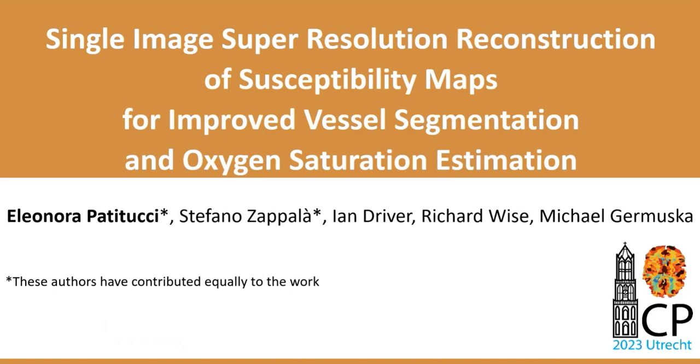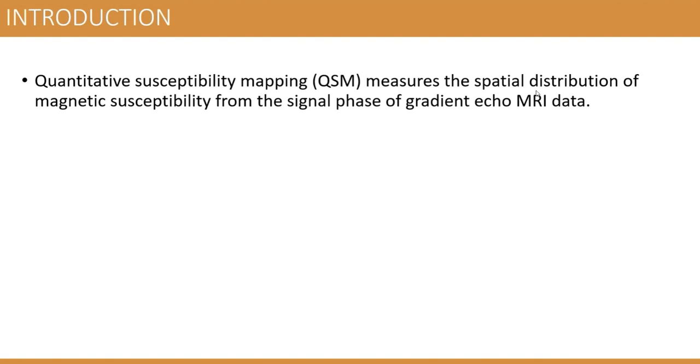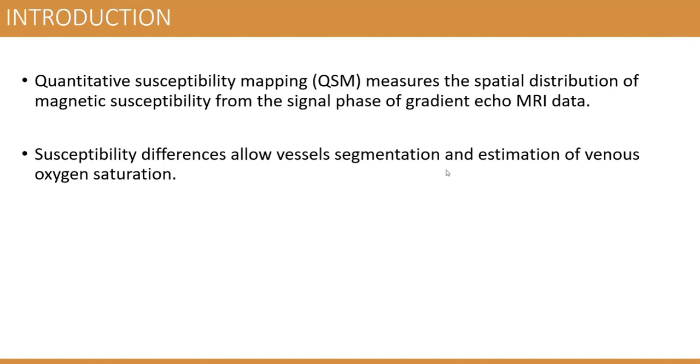Hi everyone, I'm Leonora, and today I'll be talking about a machine learning method to try to improve the resolution of our images. So first of all, just a brief recap of quantitative susceptibility mapping, which measures the spatial distribution of the magnetic susceptibility from the signal phase. We can actually use this difference in susceptibility to identify and segment our vessels, as well as estimate venous oxygen saturation, which I think after Nick's talk, I don't need to re-explain.